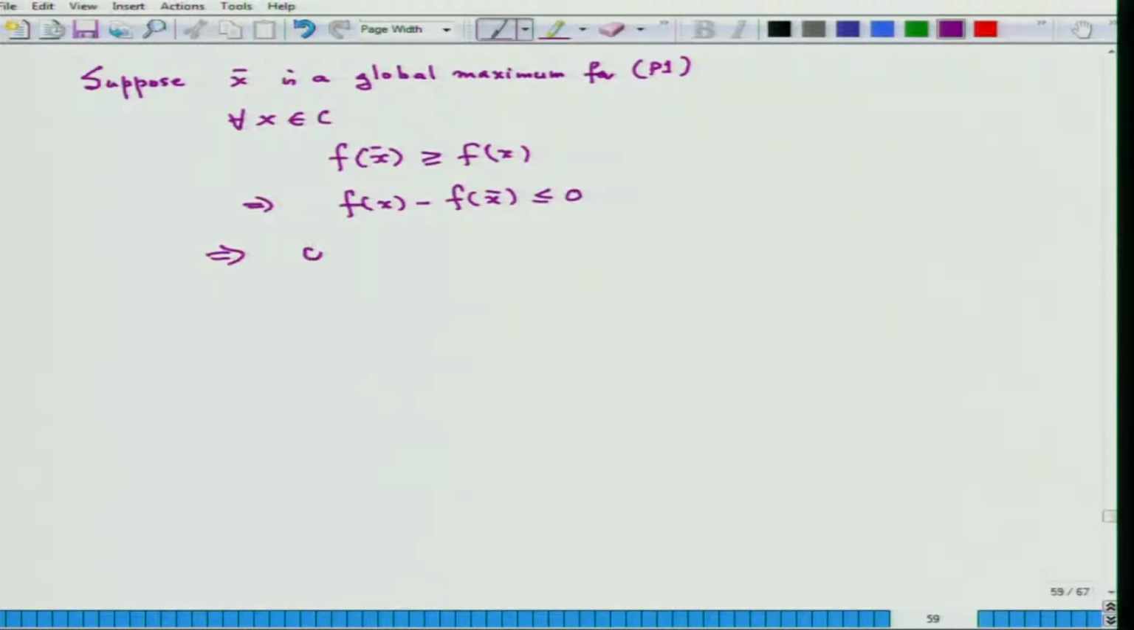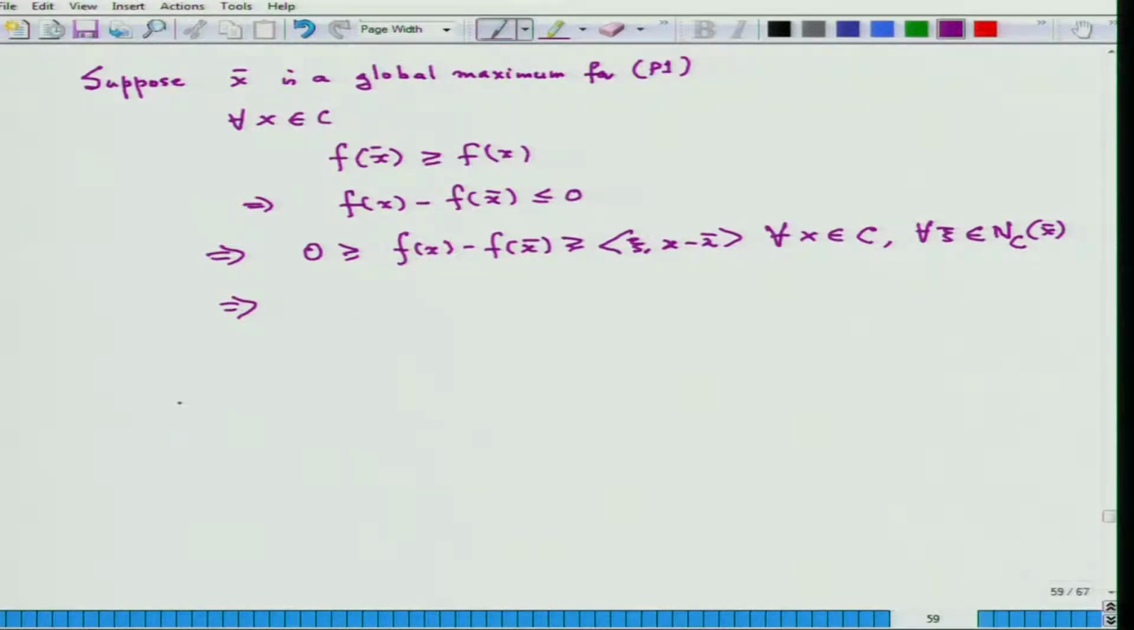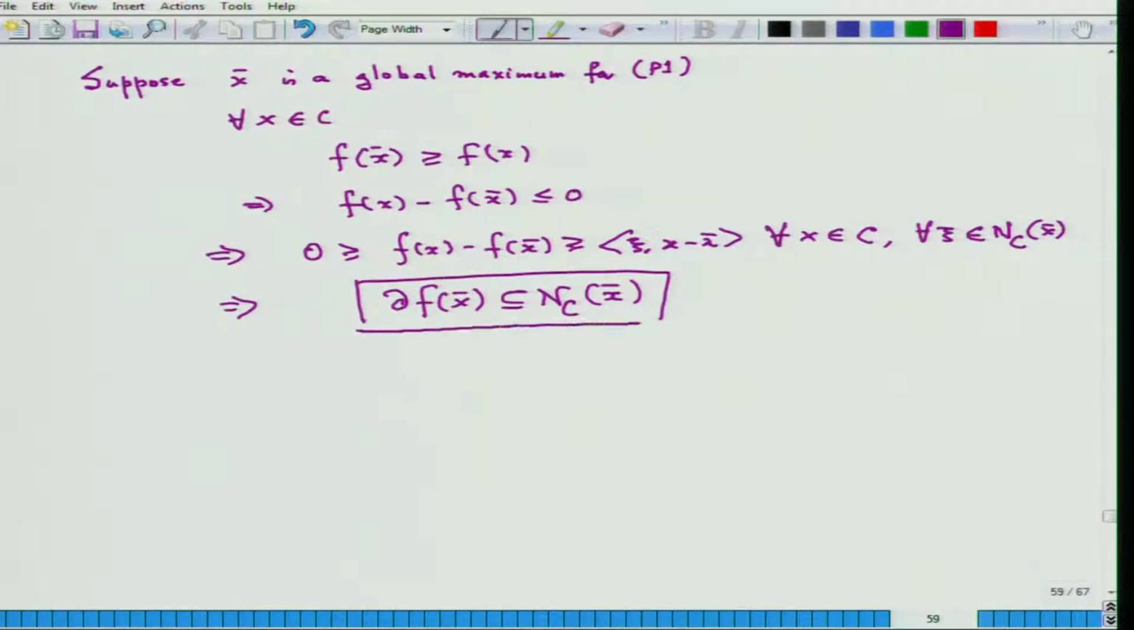So, now again applying the definition of the subgradient, for all x element of C and for all xi element of the normal cone to C at x bar. This would simply imply that del of f x bar is a subset of the normal cone to C at x bar. So, this is a necessary condition for x bar to be a global maximum of a convex function. Note that this is a necessary condition and not sufficient.